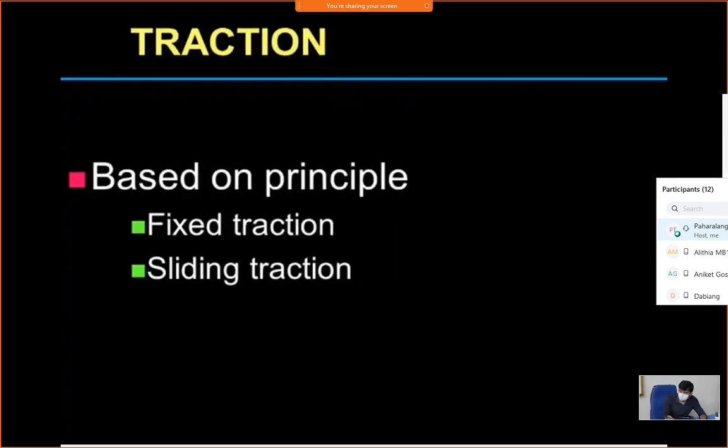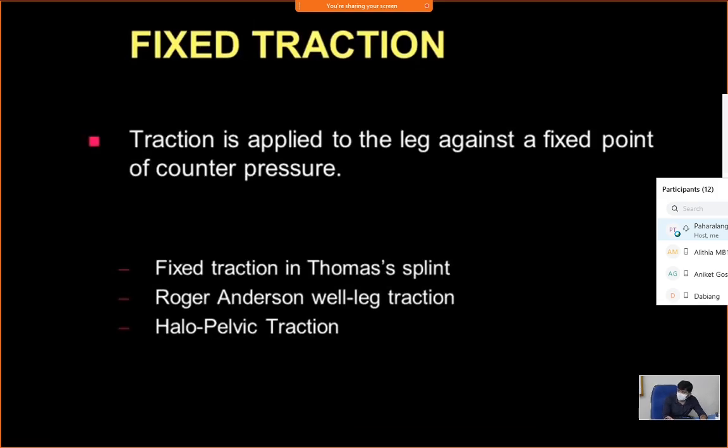There are two types of traction based on principle. One is fixed traction, one is sliding traction. Fixed traction is applied to the leg against a fixed point to counter pressure. Fixed traction is the Thomas splint. You can give traction with a Thomas splint. This is a type of fixed traction.